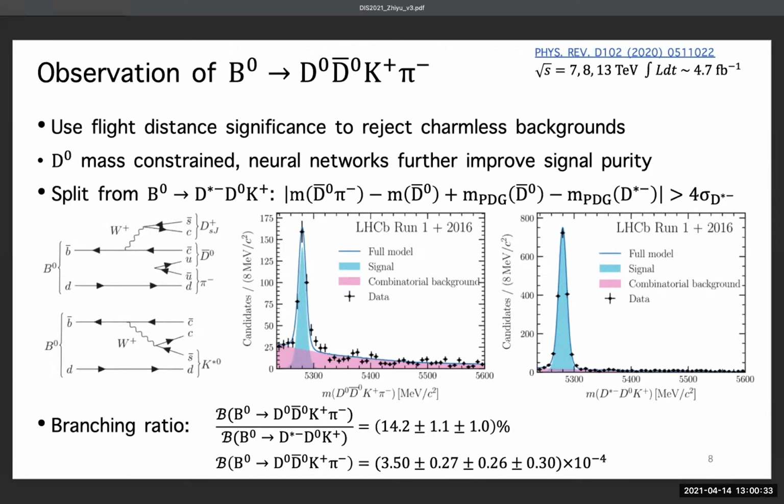The charmless background is strongly suppressed by requiring a flight distance significance of the D0. A machine learning selection further improves the signal purity, and the D0 mass is constrained to its known value to improve the resolution. Due to the same final states for signal and control mode, we applied a mass window on the intermediate D* minus to split control and signal modes. Here we list the measured relative and absolute branching ratios.